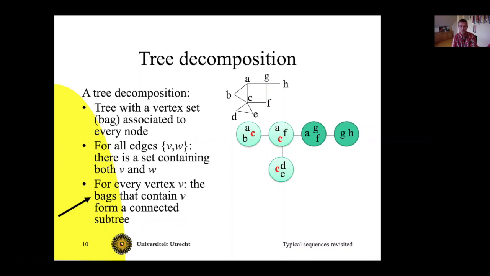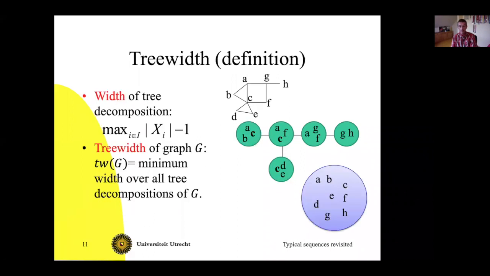And the other condition is that for every vertex, all the bags that contain that vertex should form a connected subtree. Like here for the vertex C, it is a connected subtree. Now, a graph can have many tree decompositions. For instance, this purple thing at the right corner is a tree decomposition where we have just one bag with all vertices. But what we want is that these bags are small, because if you use a tree decomposition, the running time is exponential in the size of these bags. So we define the width of a tree decomposition as the maximum size of a bag. And then for historic reasons, we subtract 1 from that. So in this case, the green one has width 2, and the purple one is a tree decomposition of width 7, and the Treewidth is just the minimum width over all possible tree decompositions of the graph.